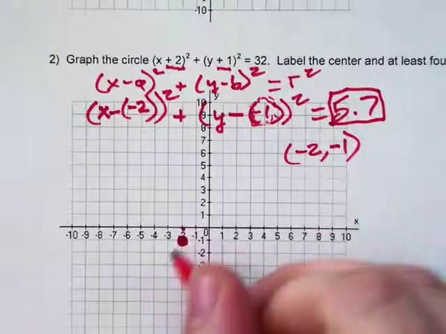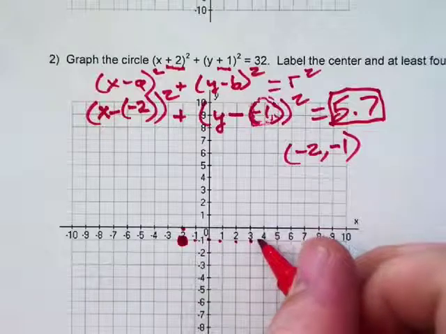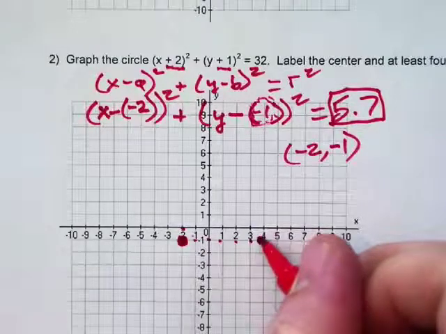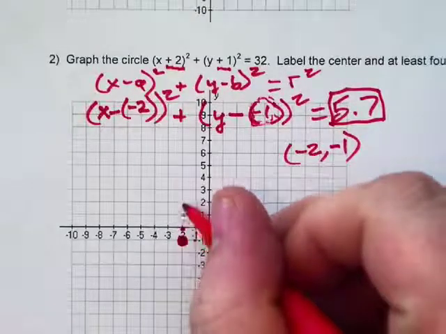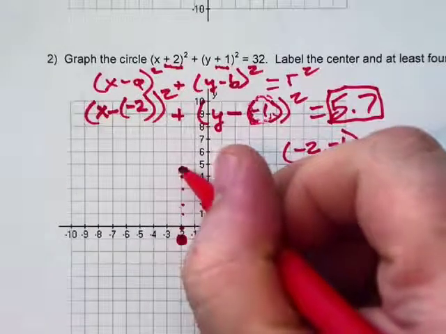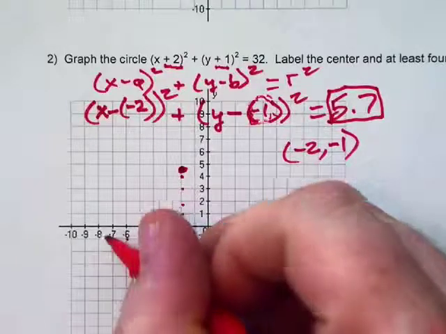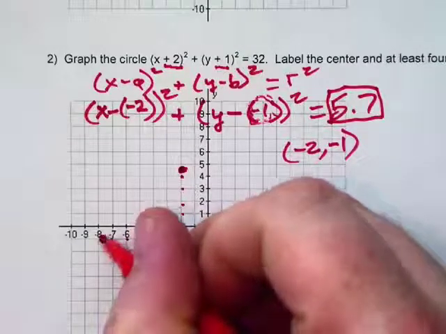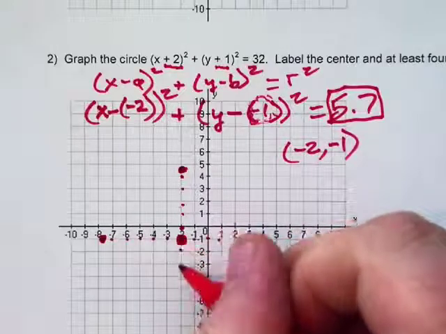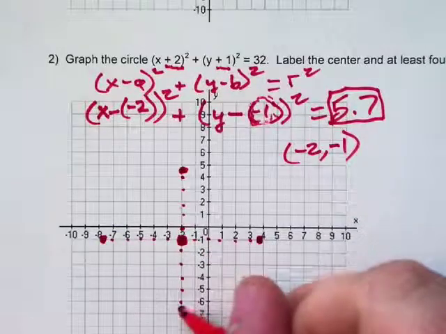5.7. So we're going to go 1, 2, 3, 4, 5, and 0.7. And then we go 1, 2, 3, 4, 5, and then 0.7. And then 1, 2, 3, 4, 5, 0.7. And then down 1, 2, 3, 4, 5, and then 0.7.